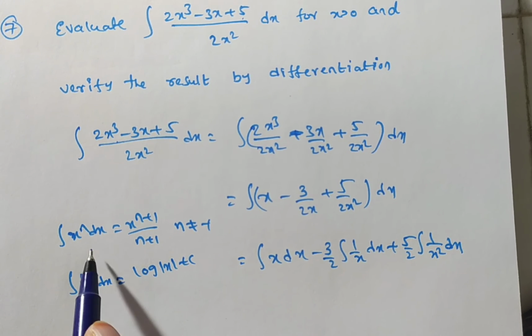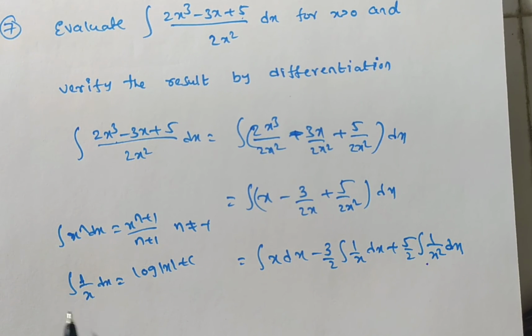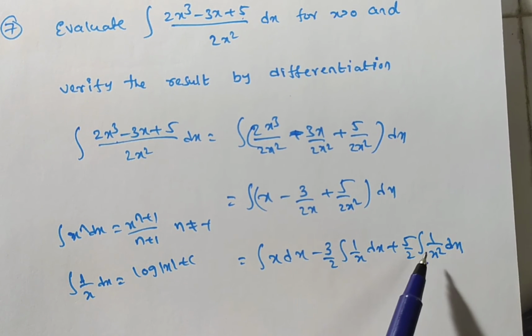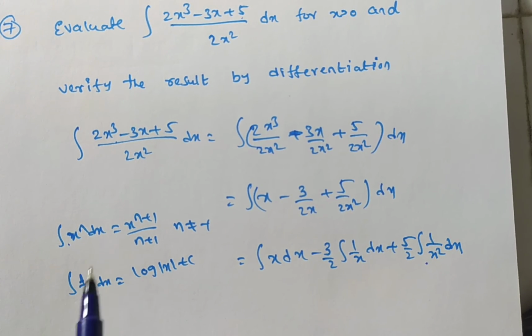X power 1, standard form 1. 1 by x square is not equal to 1 by x. Only for 1 by x we will apply standard form 1. 1 by x square you can write as x power minus 2. X power minus 2 is in standard form 1.